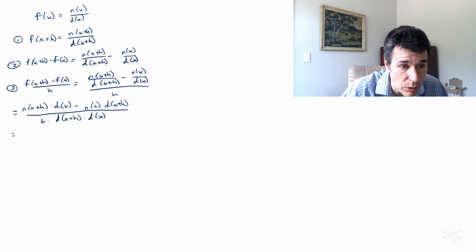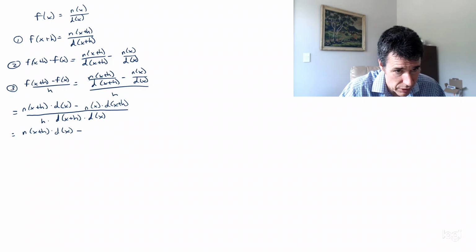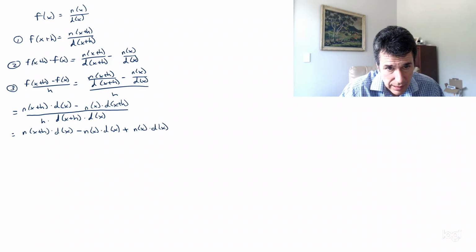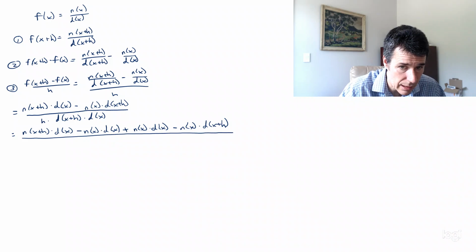Now we do a little more work, same idea as with the product rule. n of x plus h times d of x. In order for my derivative to show up, I need to subtract n of x times d of x. Since we subtracted this term, we have to add it back, plus n of x times d of x minus n of x times d of x plus h, all divided by h times d of x plus h times d of x.